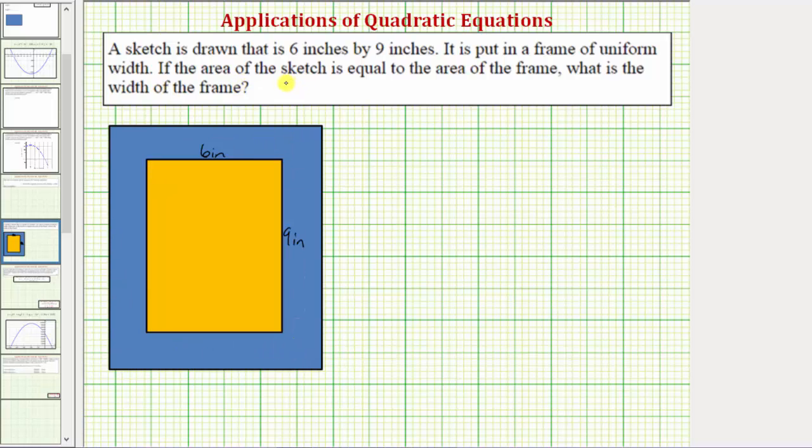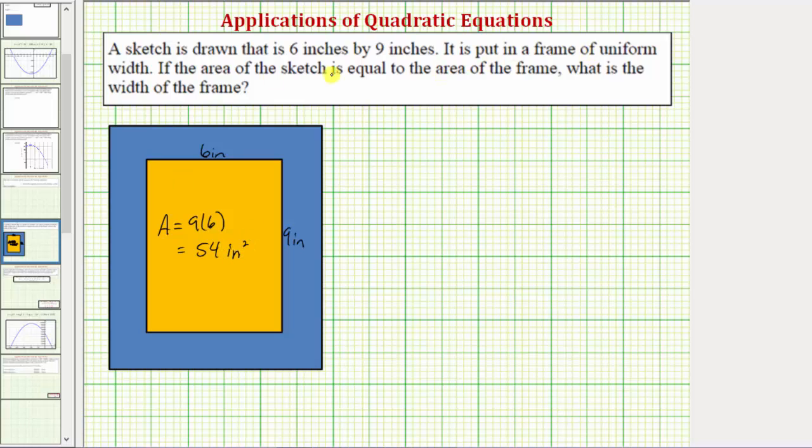If the area of the sketch is equal to the area of the frame, what is the width of the frame? Well, let's first find the area of the sketch. Because it's a rectangle, we know area is equal to length times width, which in this case would be 9 times 6, which equals 54 square inches.